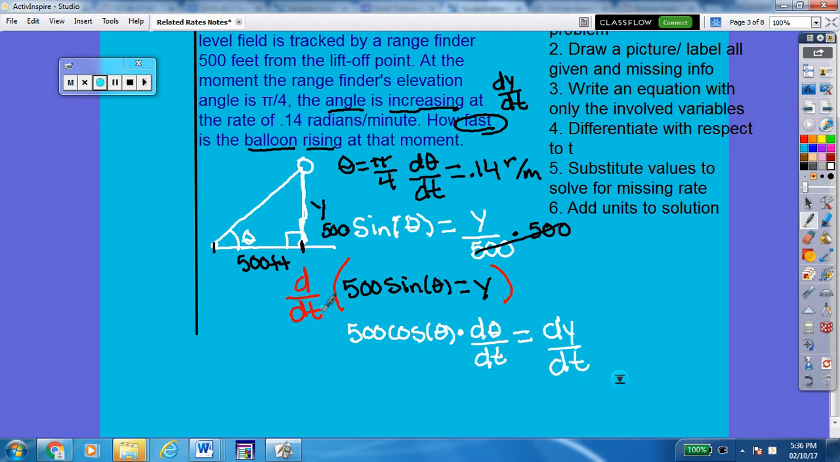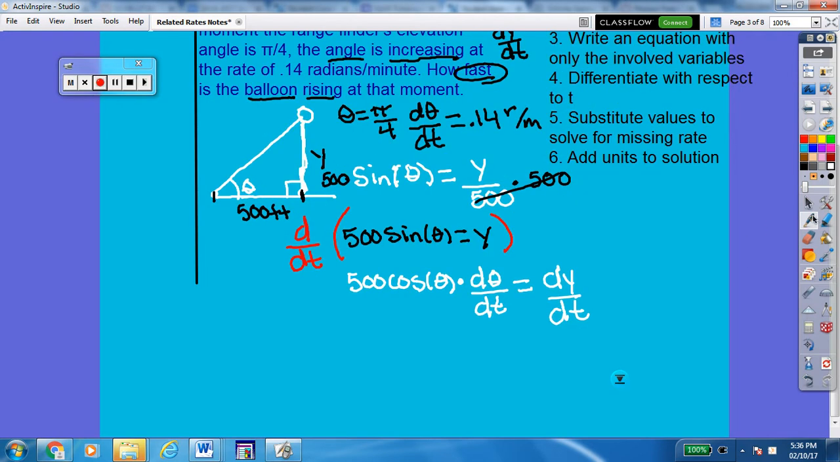And so far everything's looking good. I have a d theta dt. I'm looking for a dy dt. But what about that theta? Oh yeah, that was given. It's just pi fourths, so no need to worry. We have everything we need.